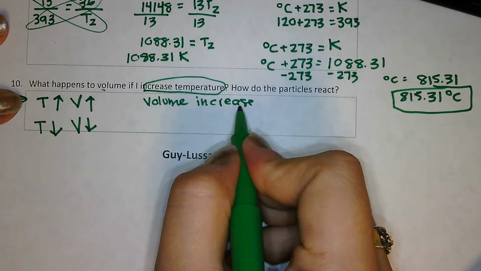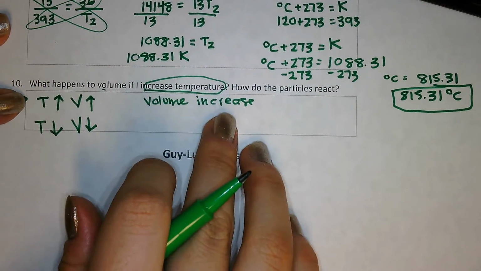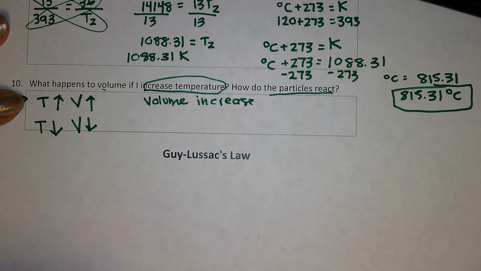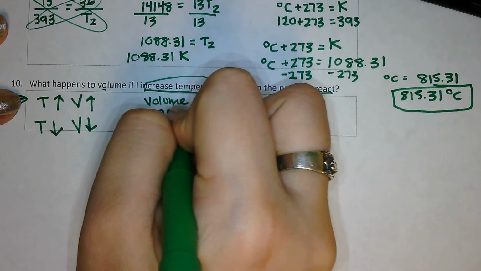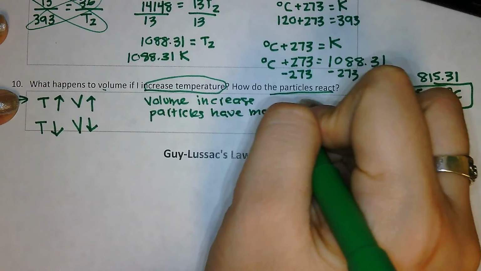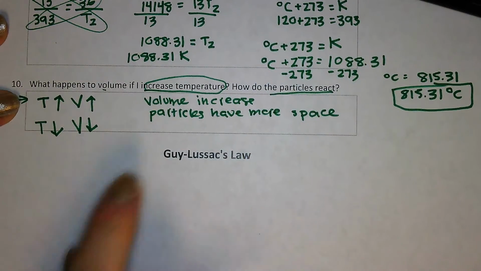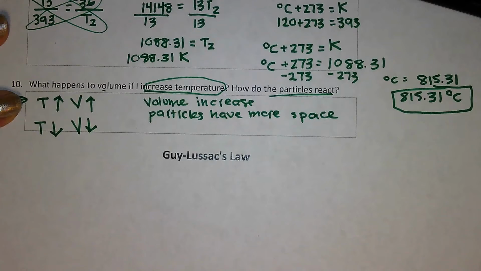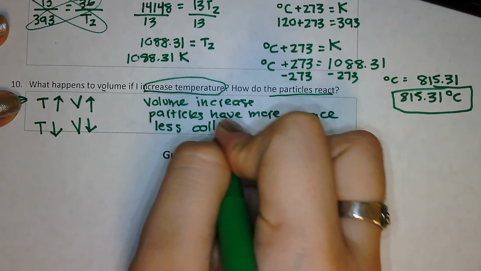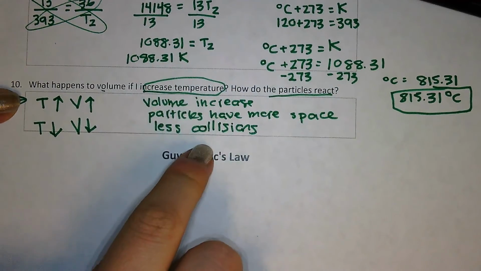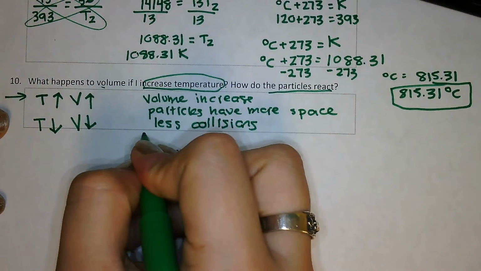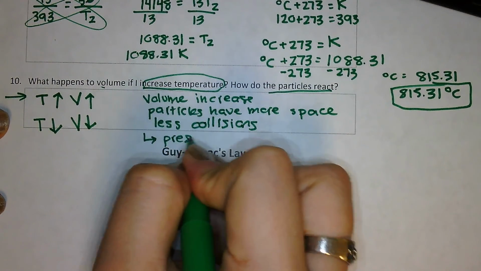Because my volume increases, this means that I have more space. So the next part of this question is, how do the particles react? Well, my particles have more space. If they have more space to move around, it is less likely that they are going to bump into each other. So less collisions. Because they have more space and they're not colliding with each other as much, this also means that my pressure is going to decrease.